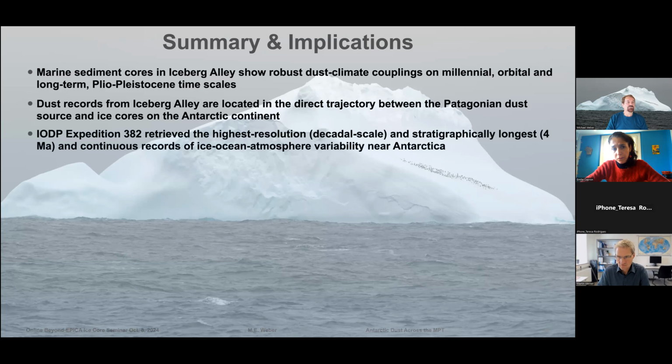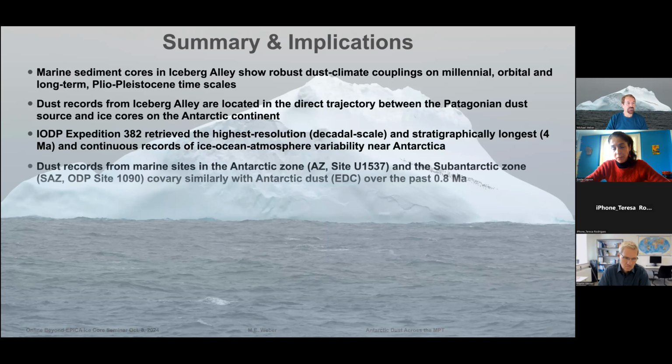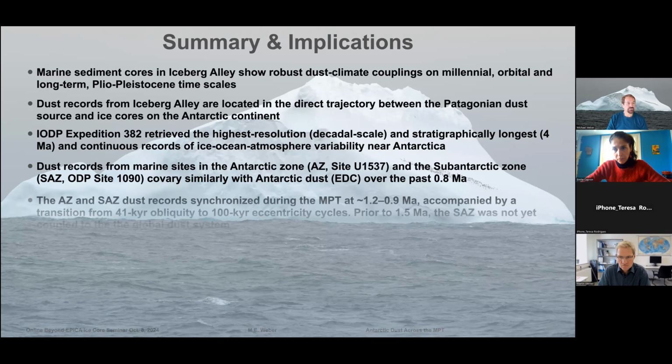Then we retrieved the highest resolution, decadal scale, and stratigraphically longest, 4 million year continuous record of ice-ocean-atmosphere variability near Antarctica. And the dust record for marine sites in the Antarctic zone, which is our site 1537, and the subantarctic zone, they co-vary similarly over the last 800,000 years, the duration of the EDC ice core.